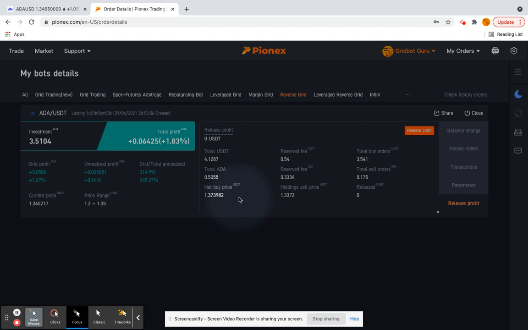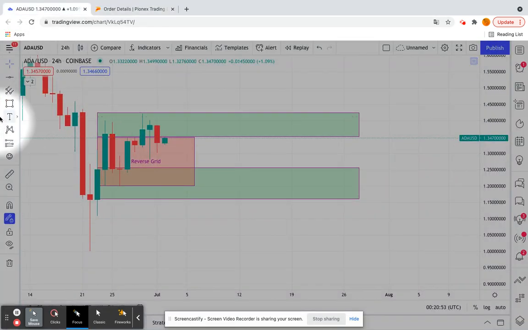So here is where everything comes into play. My net price is 1.373982. That's what I actually sold my ADA at. So as long as I am underneath this, I'm going to still be in profit. So let's look at this real quick. 1.3739.